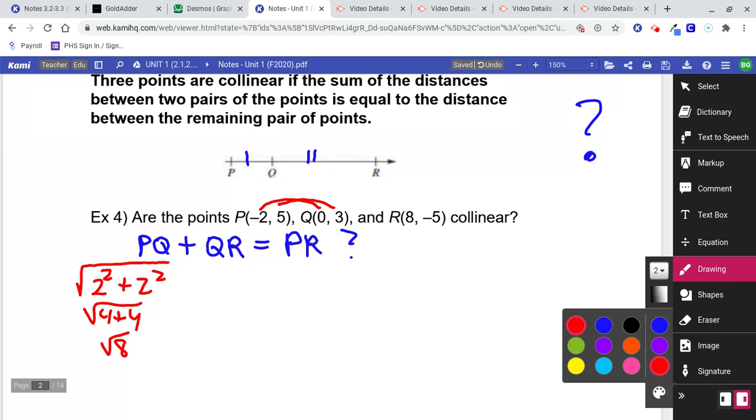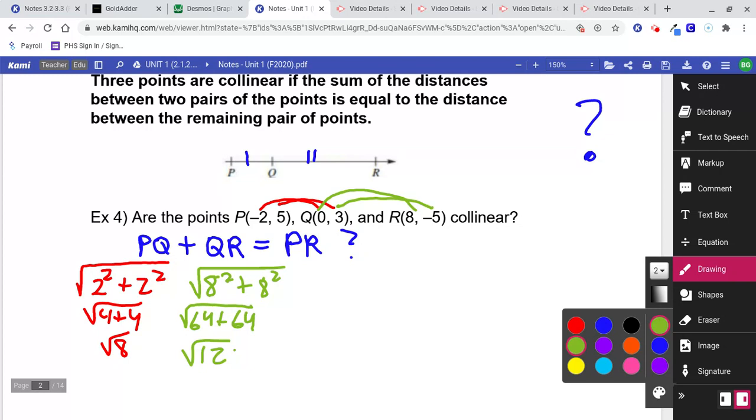Now QR. QR. What's the distance between the x's? 8. And what's the distance between the y's? Also 8. So you have the square root of 8 squared plus 8 squared. That's the square root of 64 plus 64. That's the square root of 128.